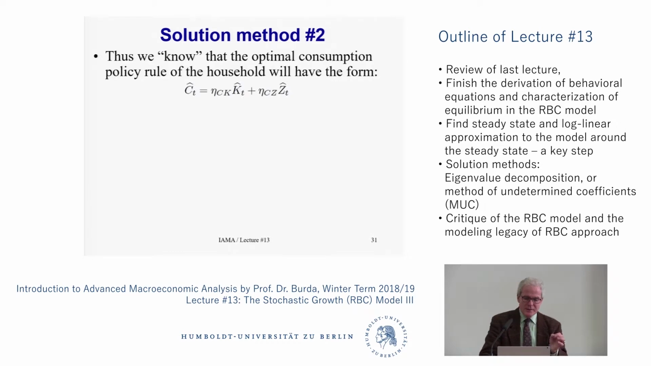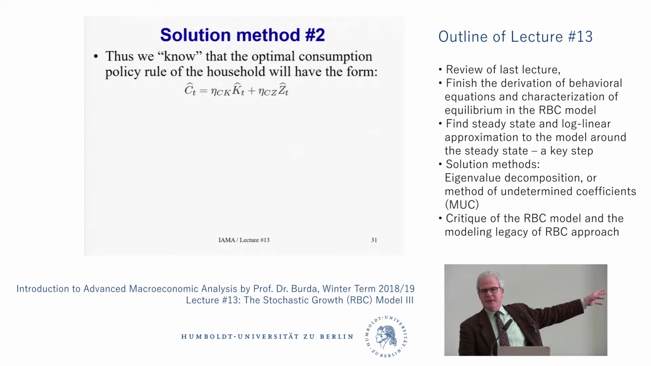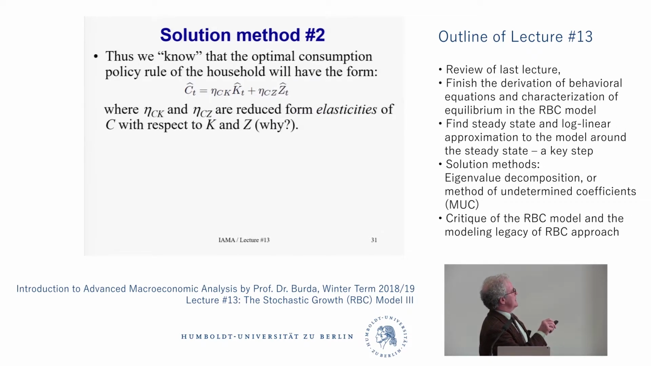Okay, so we know that households have a rule that looks like this. It's a linear combination of k_t and z_t. So the optimal choice of the household, because of our model, says that it's going to be a linear combination of the capital's deviation from steady state and the technology deviation from steady state. And those etas are constants. They're elasticities because we're talking about log relationships. So think of eta_CK as the elasticity of consumption with respect to the capital stock. Okay, that's what an elasticity does.